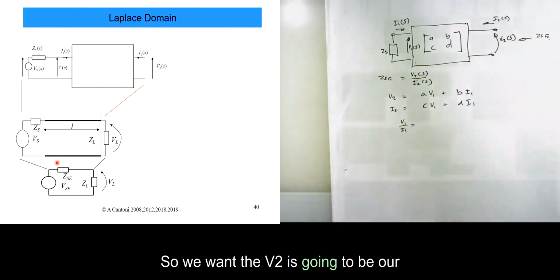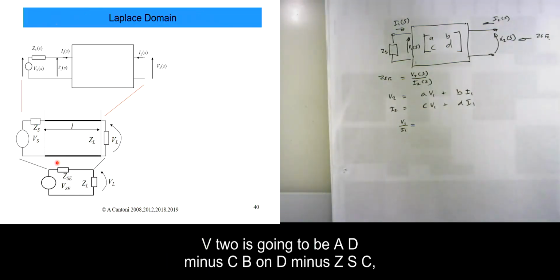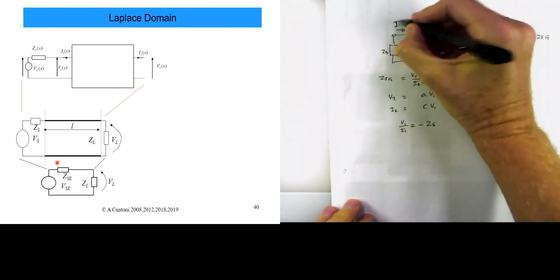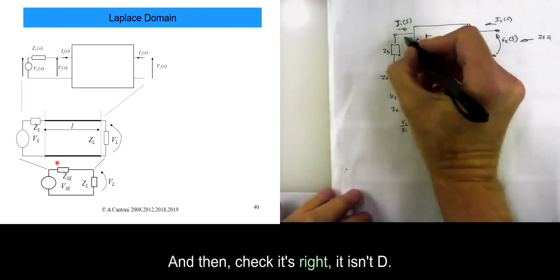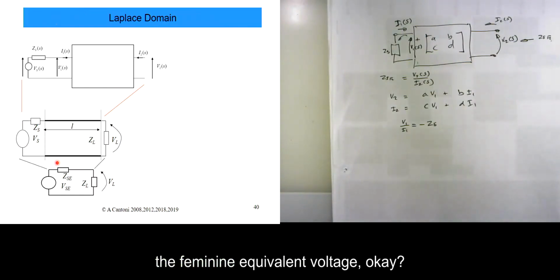V2 is going to be our Thevenin equivalent voltage. V2 is going to be (A D minus C B) on (D minus Zs C) times Vs. Is that clear? And check it's right. It is indeed, so you can see that we've just got the Thevenin equivalent voltage.